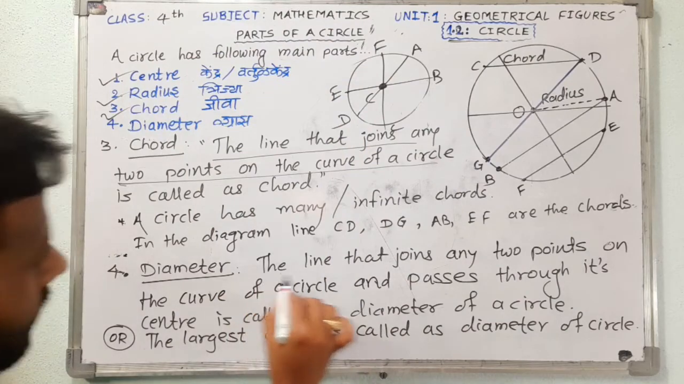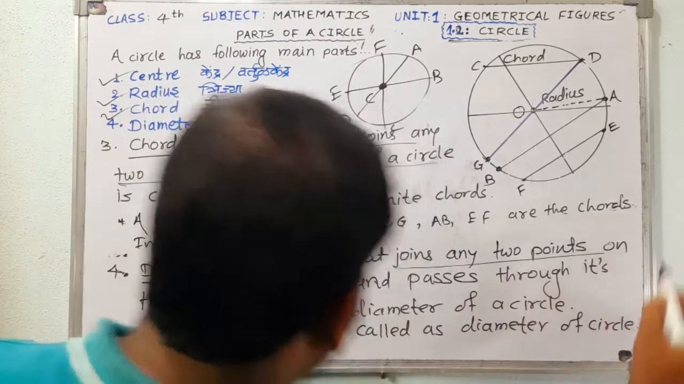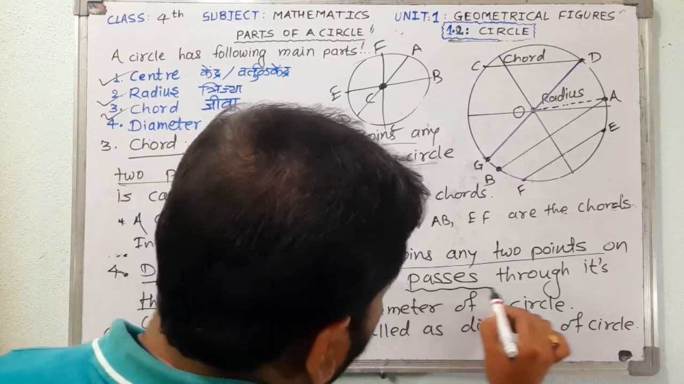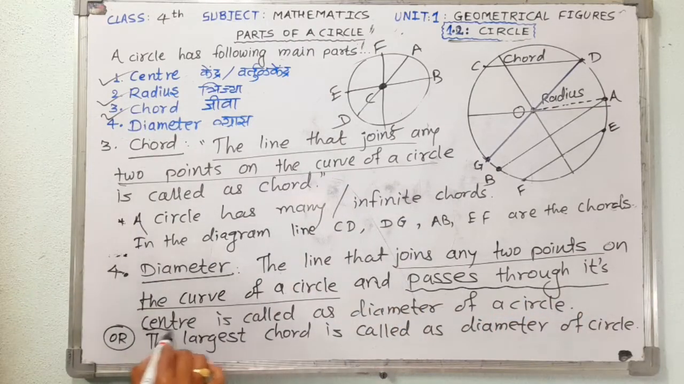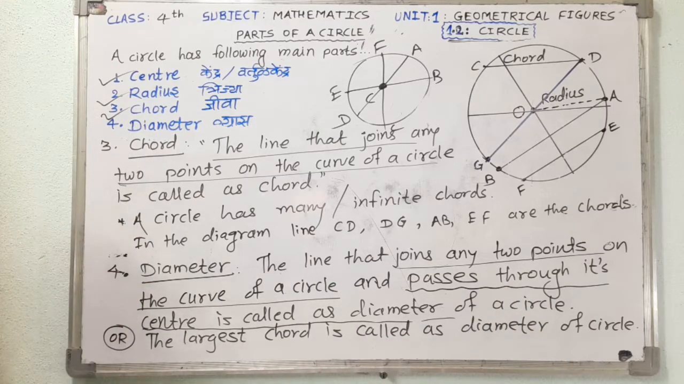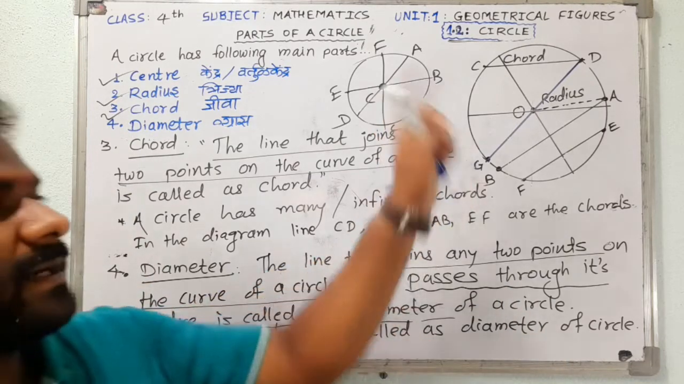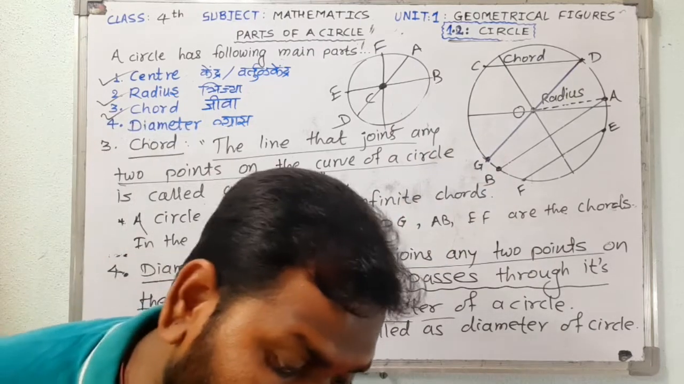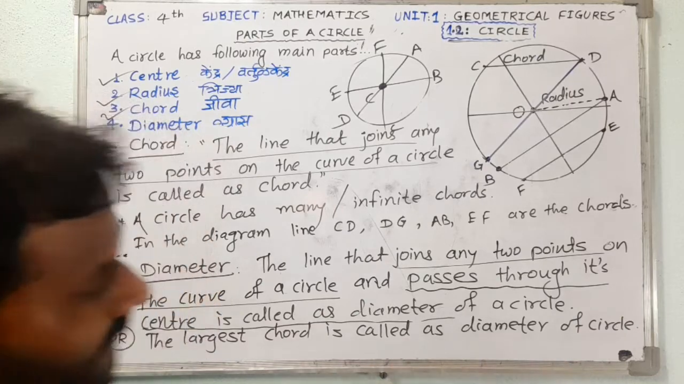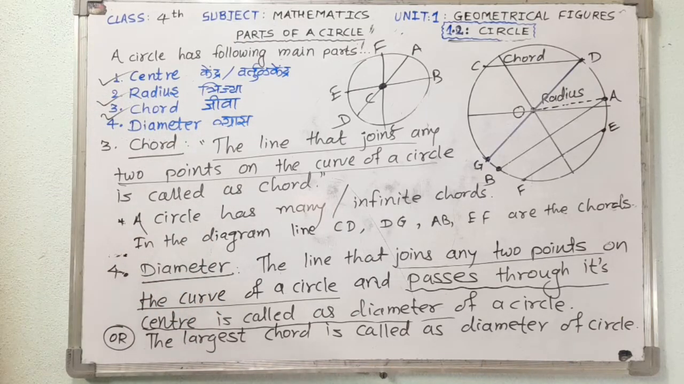So therefore, the line that joins any two points on the curve of a circle, and very important, passes through its center, is called the diameter of that circle. The diameter is the largest chord, and therefore the largest chord is also called the diameter of the circle. And note the last point.